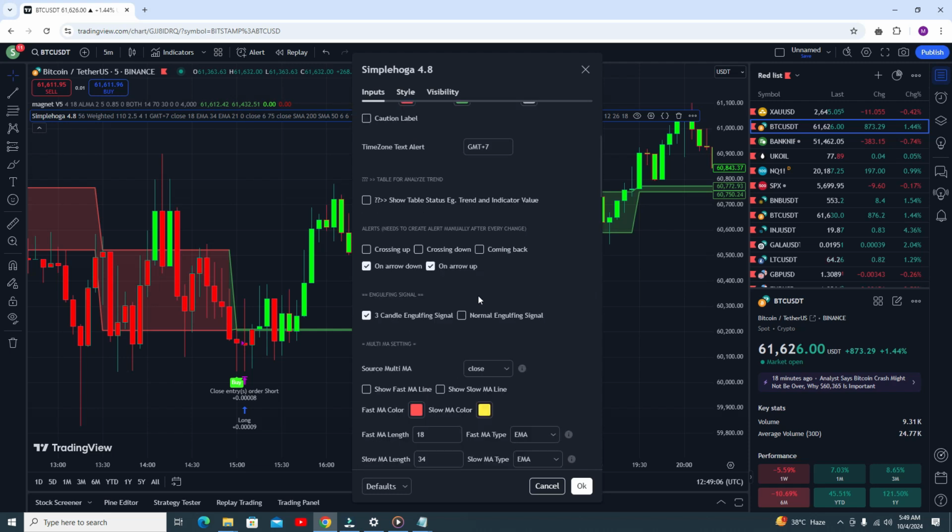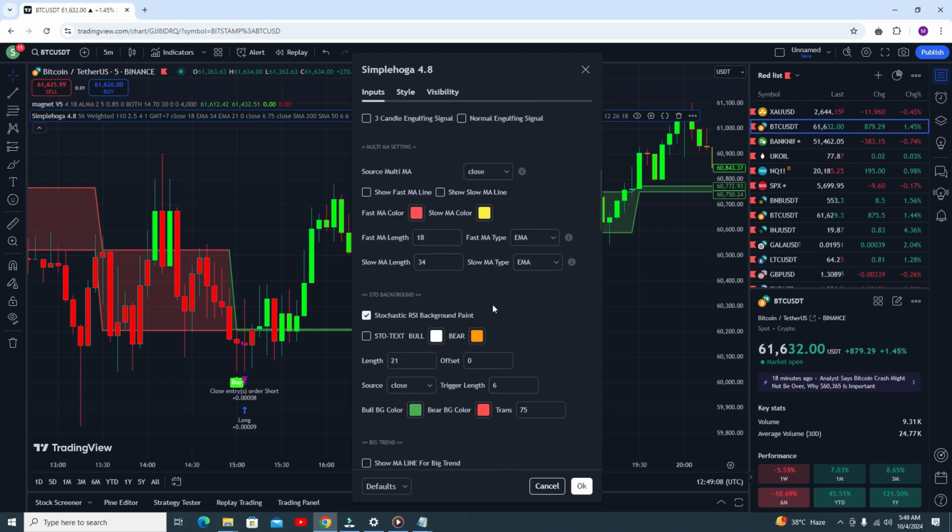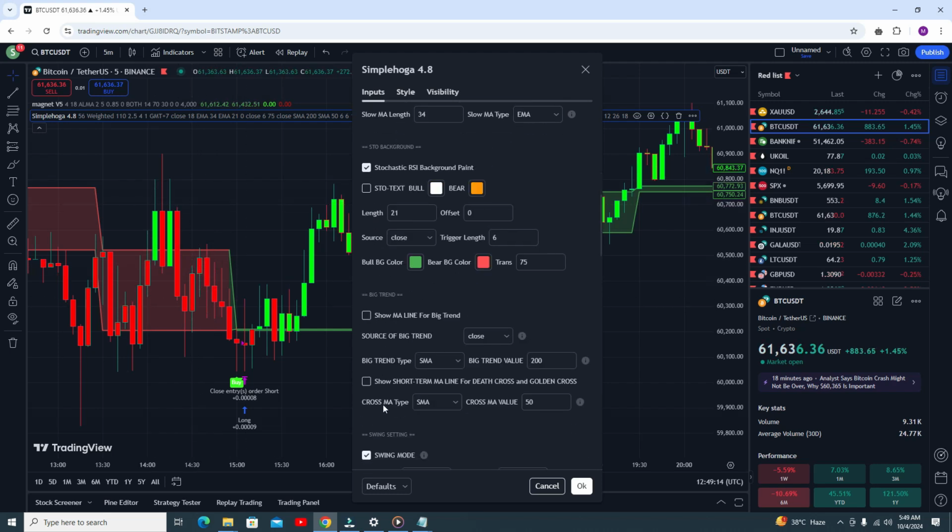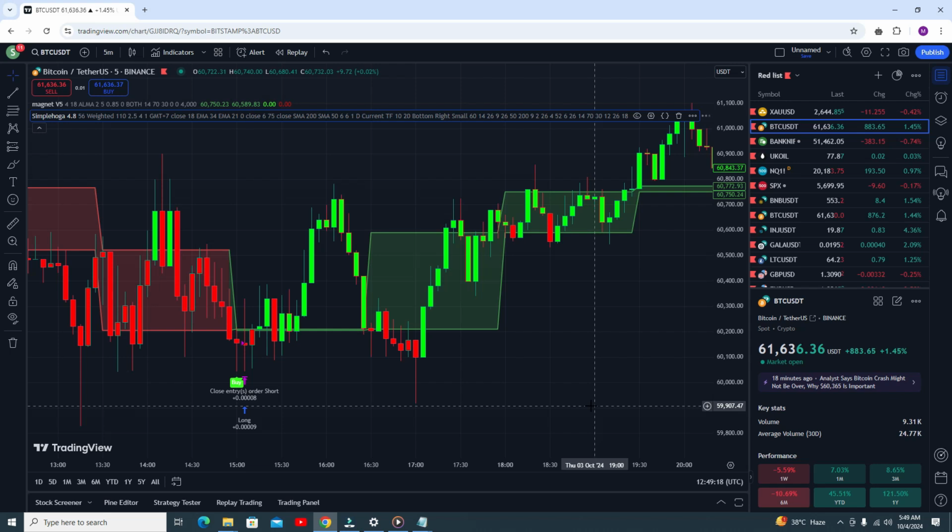uncheck this one, uncheck this one, and RSI, yes, it's the RSI ribbon you can see. Okay, and uncheck swing mode. That's all, and the indicator will look like this one.